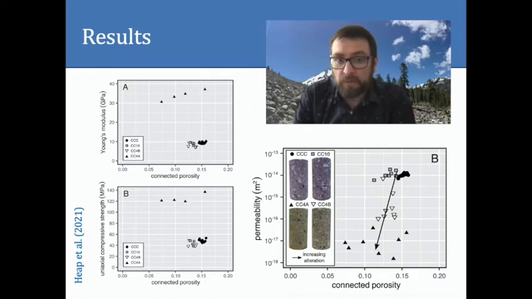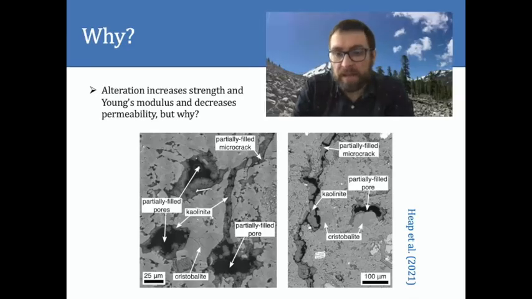The graph on the right shows permeability as a function of porosity. These data show that the stronger CC4A block is also up to 4 orders of magnitude less permeable than the relatively unaltered block CCC. So how can we explain these data? Well, if we look at the microstructure of sample CC4A, we can see that the pores and cracks within the rock are filled or partially filled with alteration minerals. We can therefore conclude that sample CC4A is stronger but less permeable as a result of mineral precipitation.